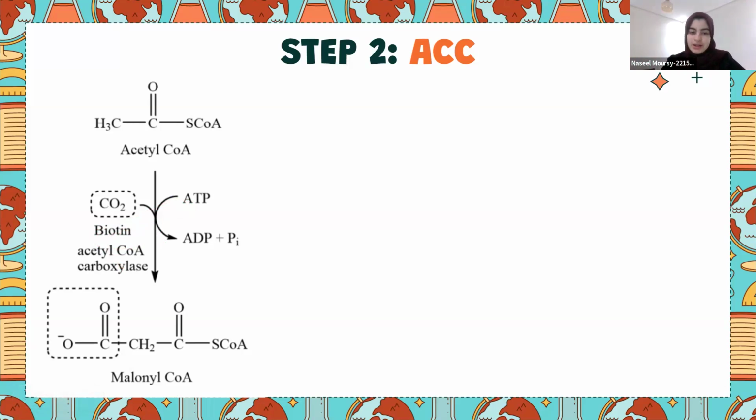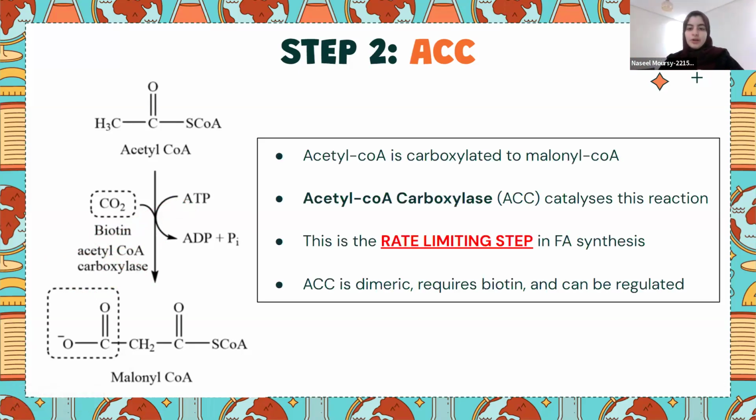If there's anything you need to remember about this lecture, it is that acetyl-CoA carboxylase is the rate-limiting step of the whole process of fatty acid synthesis. See what we've written here. Acetyl-CoA is carboxylated to malonyl-CoA. This enzyme, acetyl-CoA carboxylase or ACC, catalyzes this reaction. It is the rate-limiting step in fatty acid synthesis. This is very important.